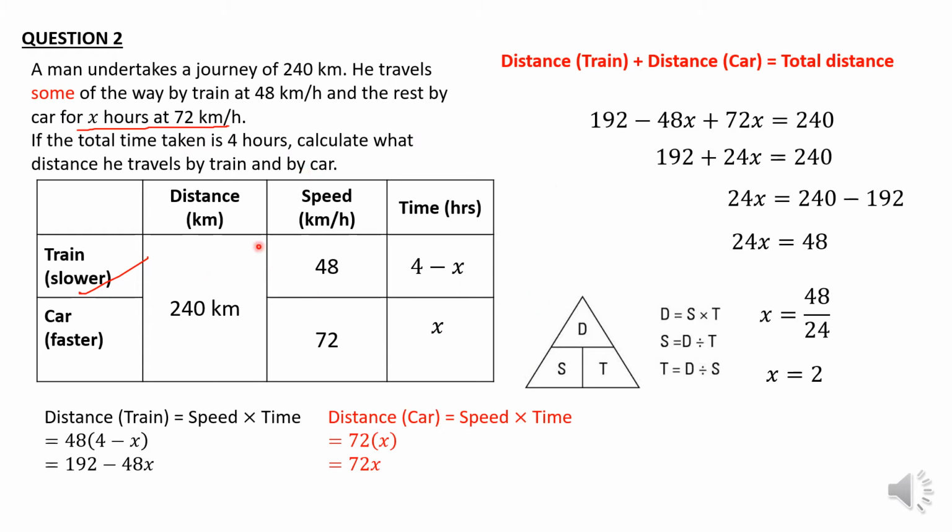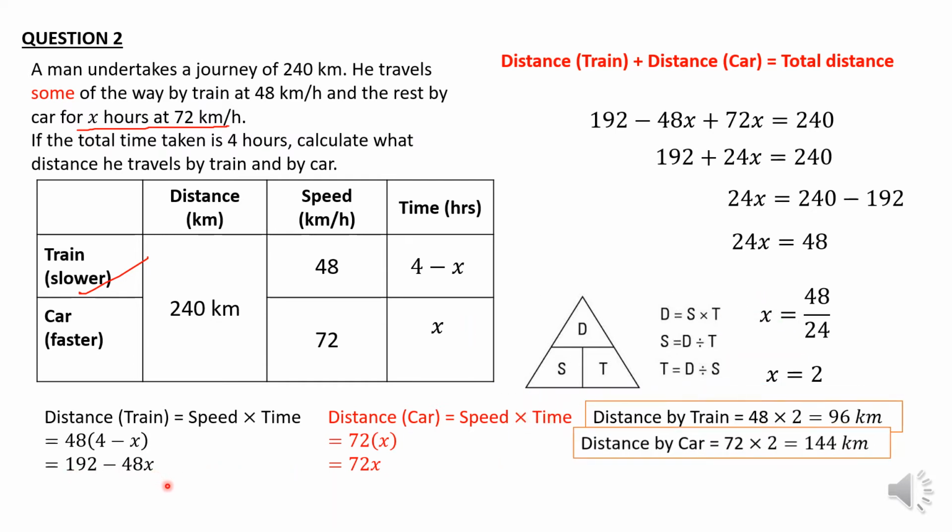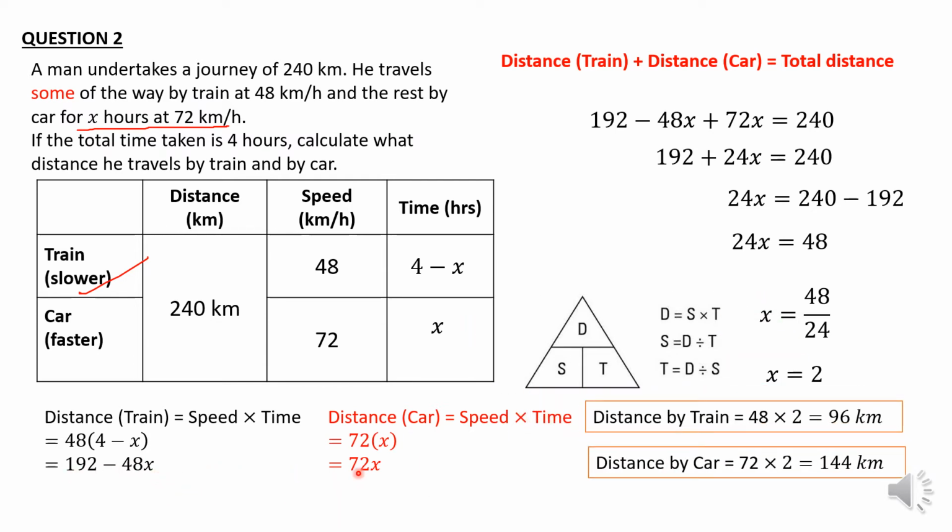So we have to find the distance now. Since we know what x is, we can just multiply now. So I'm going to bring in the distance by train as 48 times 2. The 2 comes from 4 minus the x, which we know is 2. Simply substitute the x in these expressions, and you should get the answer. And the distance that you travel by car is 72 times 2, which is 144 kilometers.